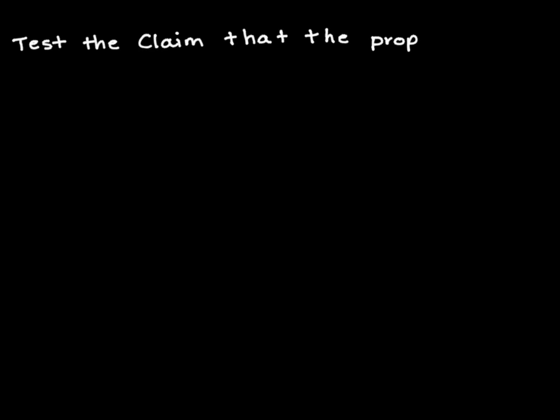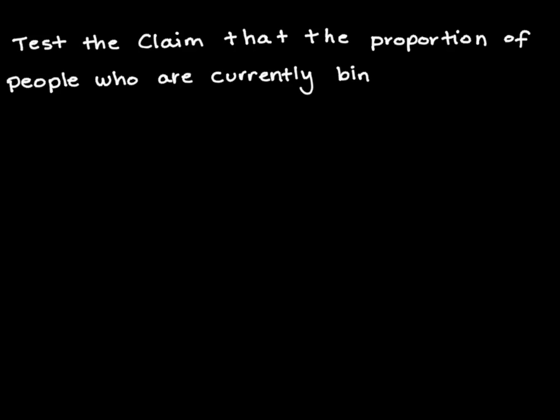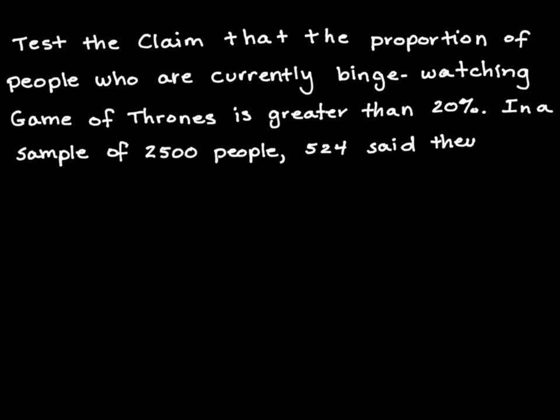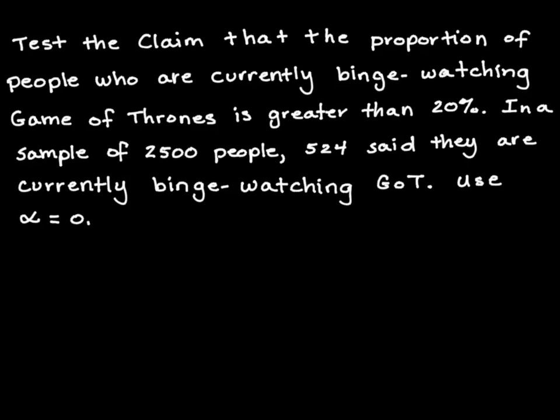Okay, so now let's take a look at this problem. Test the claim that the proportion of people who are currently binge watching Game of Thrones is greater than 20%. And we know that in a sample of 2,500 people, 524 said that they are currently binge watching Game of Thrones. Use alpha equals 0.05.